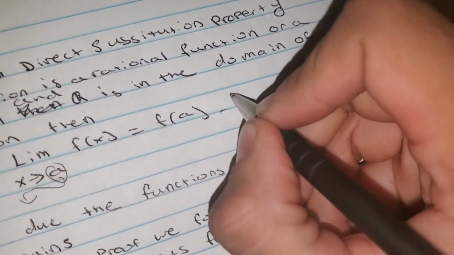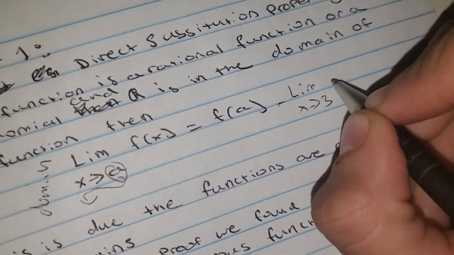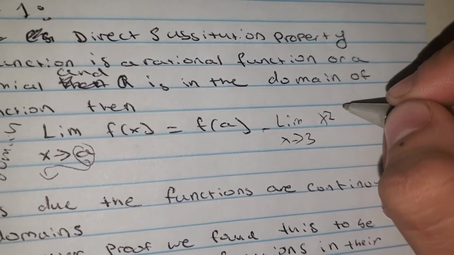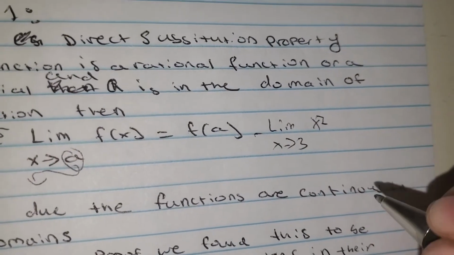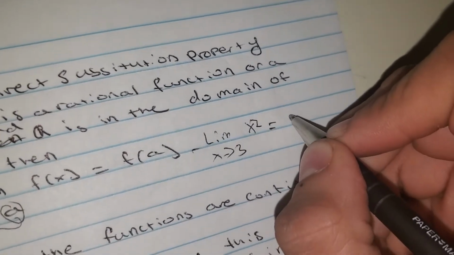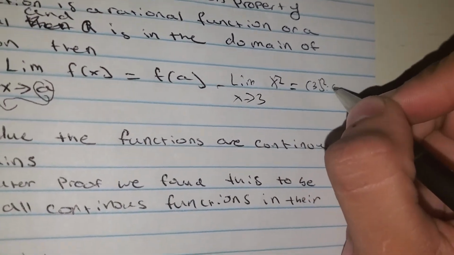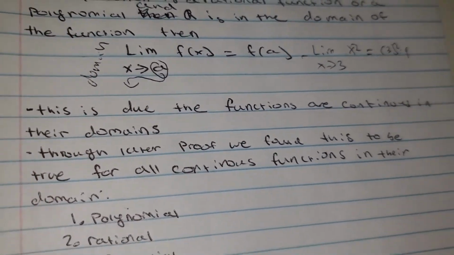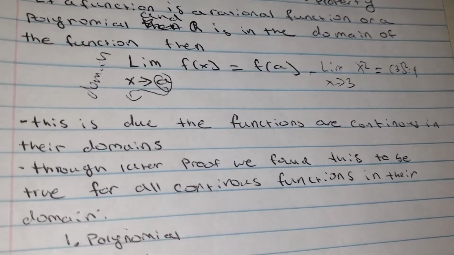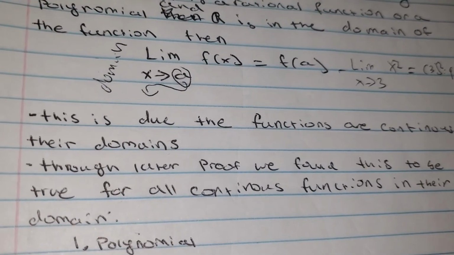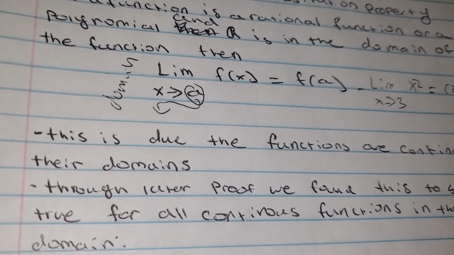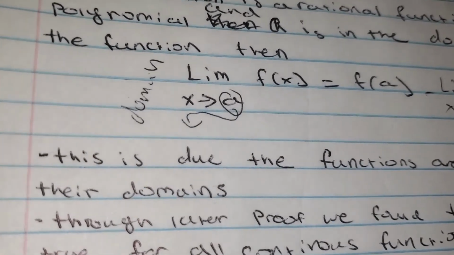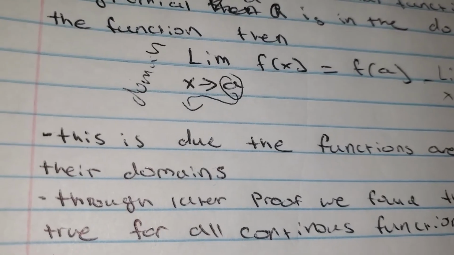So an example of this would be the limit as x approaches 3 of x squared. If we take that limit, because x squared is a polynomial and 3 is in the domain of polynomials, we can say this is 3 squared, which is equal to 9. And this is due to functions being continuous in the domains of their functions. So in their domains, the approaching value is in the domain, and the function is continuous, we can directly substitute. If we couldn't, we would have to use these limit laws, of course.